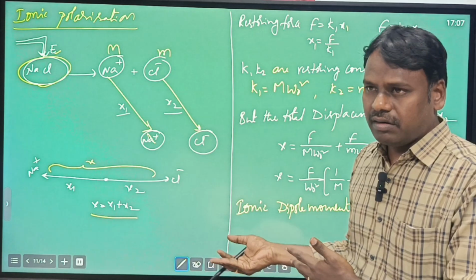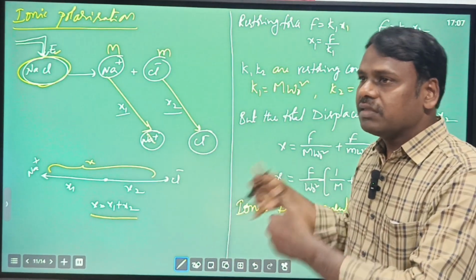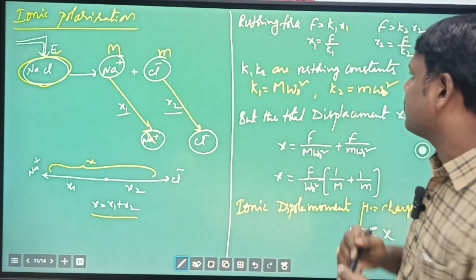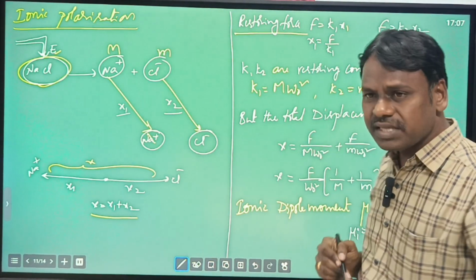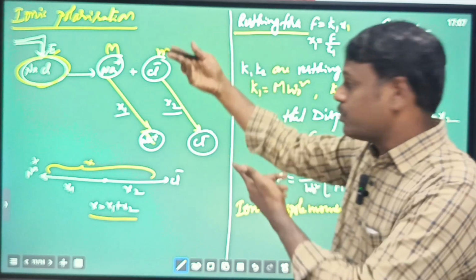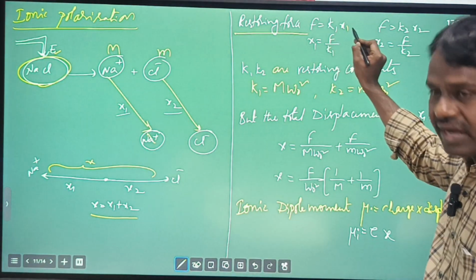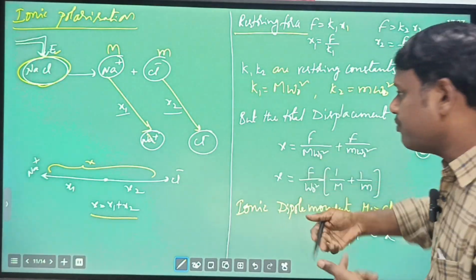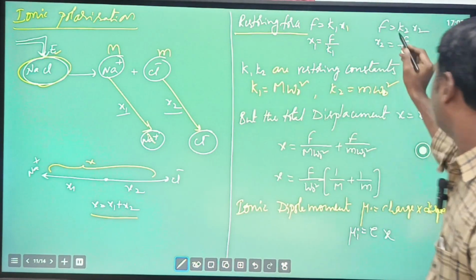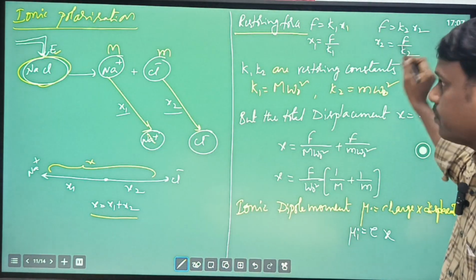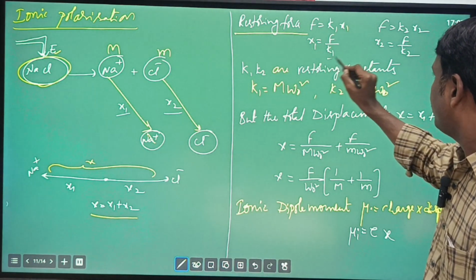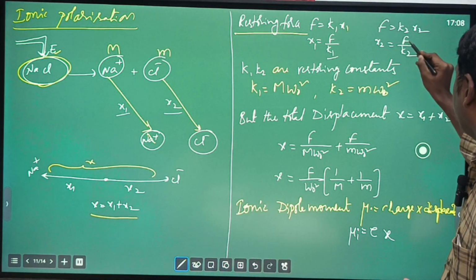After displacement, the ions try to get back to their original positions because of the restoring force. The restoring force of the Na+ ion to get its original position is F = K1 x1. The restoring force of the Cl- ion to restore its original position is F = K2 x2. From this, x1 = F/K1 and x2 = F/K2.